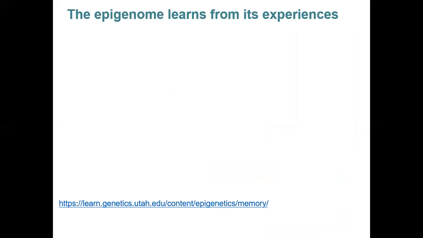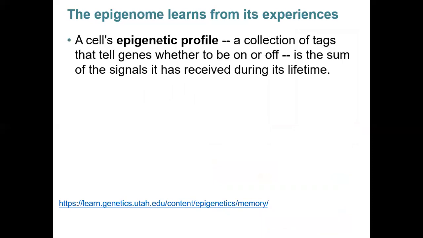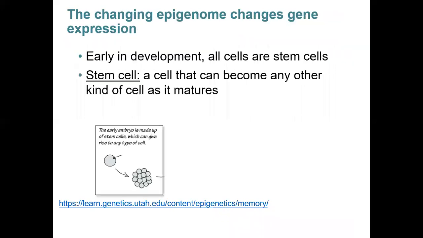Epigenome learns from its experiences. Epigenetic tags act as a kind of cellular memory, and each cell has a different epigenetic profile. A cell's epigenetic profile is the sum of the signals it has received during its lifetime. It's a collection of tags that tell genes whether to turn on or turn off. As the epigenome changes, gene expression changes.